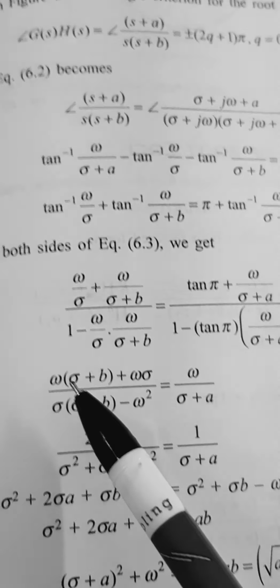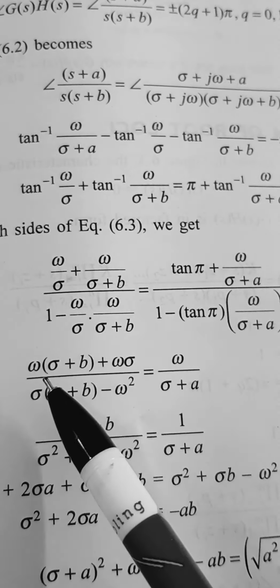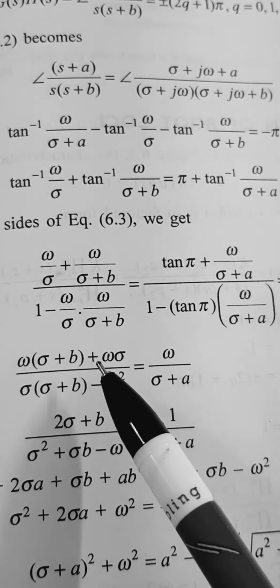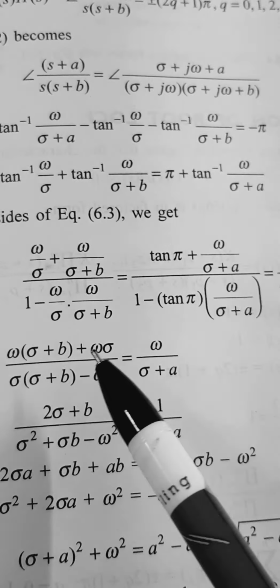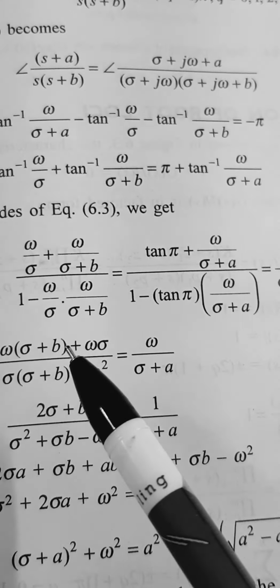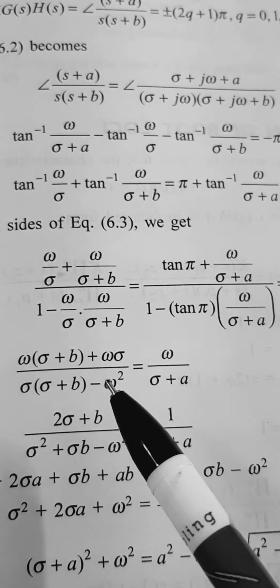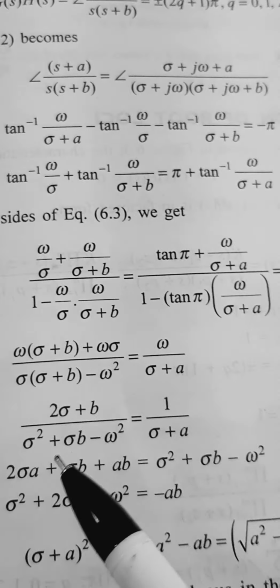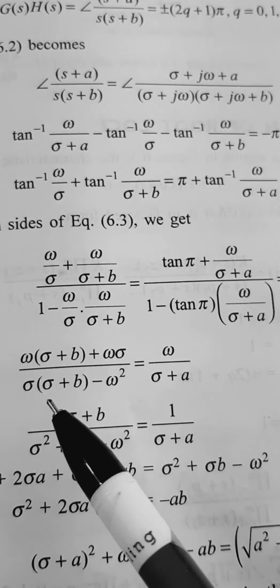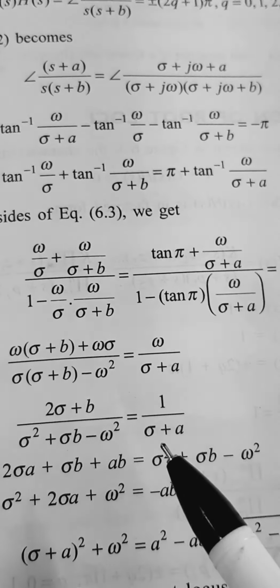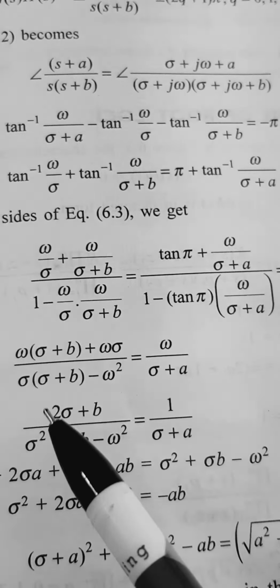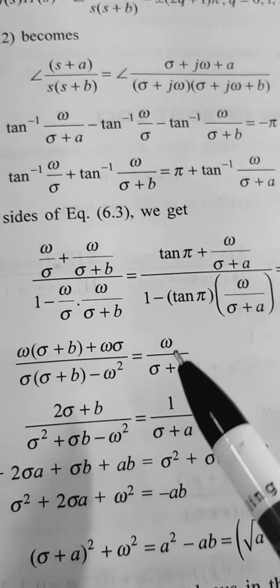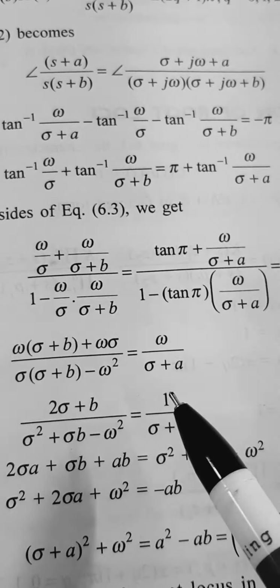Now if you are expanding this, this will become omega sigma plus omega B plus omega sigma. So you will get 2 omega sigma plus omega B. And in the denominator you will get sigma square plus sigma B minus omega square, this sigma plus A. In the numerator you can take omega as a common factor. So omega into 2 sigma plus B, and this side also omega, so that omega can be cancelled. So you are getting like this.